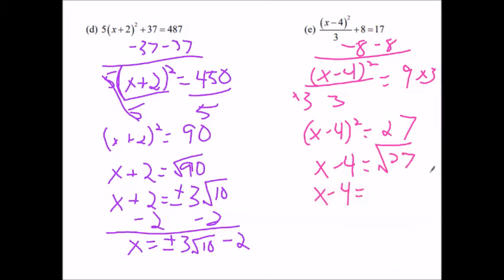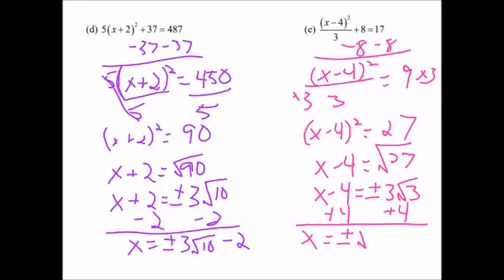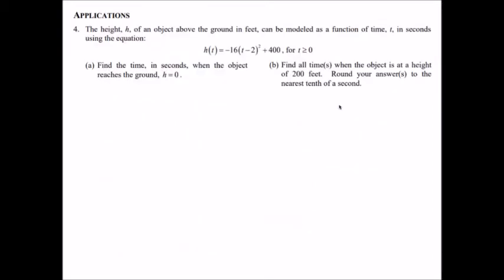Square root of 27. 27 is 3 times 3 times 3, so it would be plus or minus. Sorry, let me get the plus or minus in there. There we go. Plus or minus 3 root 3. If I add 4 to that, I get x is equal to plus or minus 3 radical 3 plus 4. And that's my answer in simplest radical form.